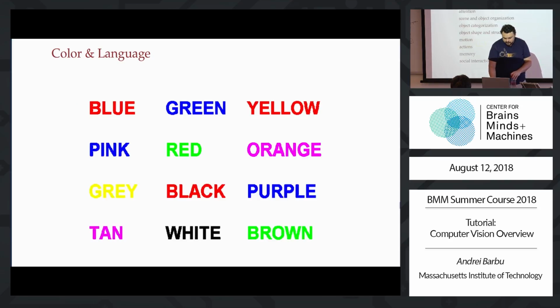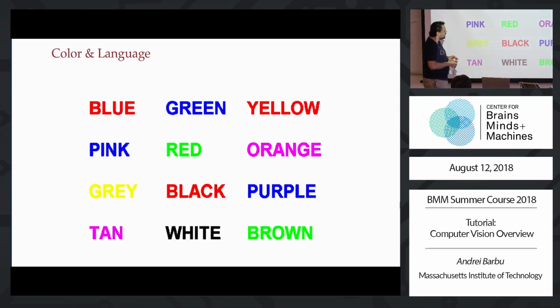Social interactions, of course. Sometimes vision bleeds into language. I'm sure you've all seen Stroop tests before. These words are very difficult to read. There are other more interesting connections between vision and language that we understand these days.